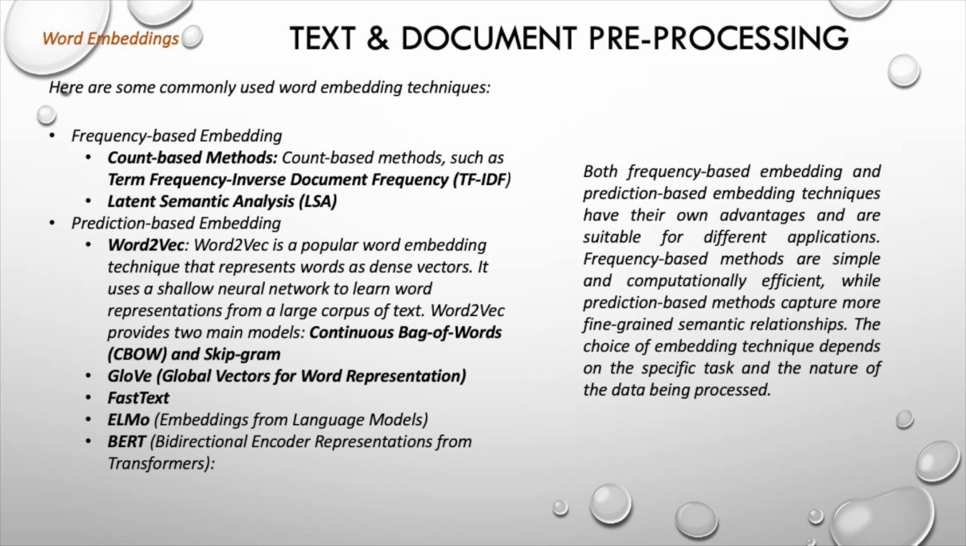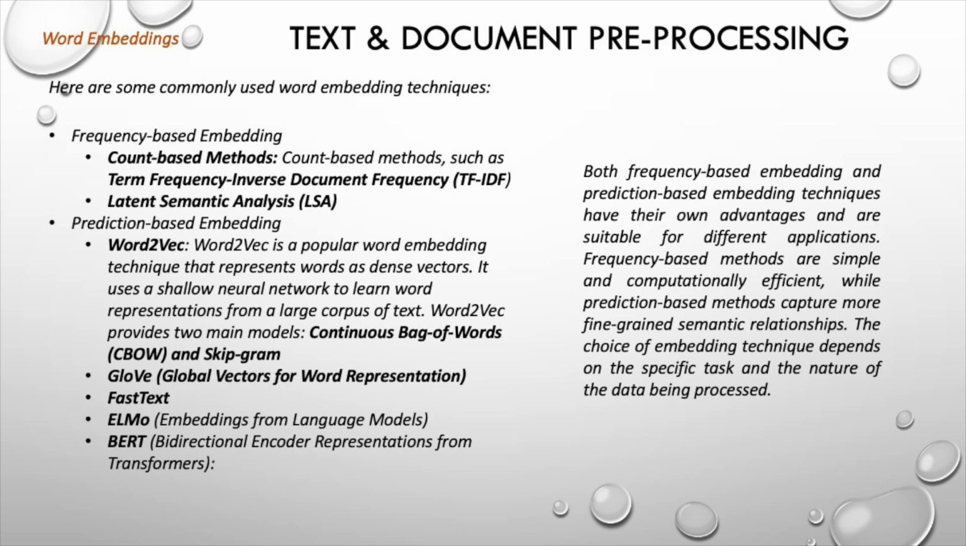Examples of prediction-based embedding techniques include word2vec. Word2vec is a popular word embedding technique that represents words as dense vectors. It uses a shallow neural network to learn word representations from a large corpus of text. Word2vec provides two main models: continuous bag of words, CBOW, and skipgram. CBOW predicts the target word from the context words, while skipgram predicts the context words given a target word.